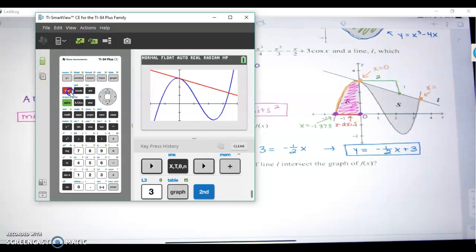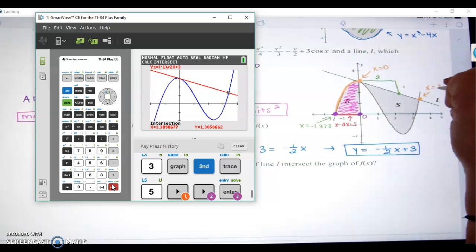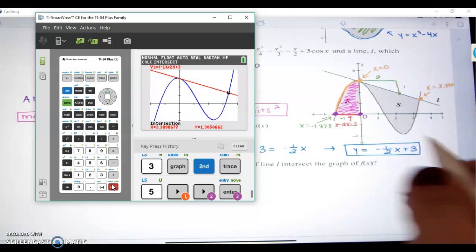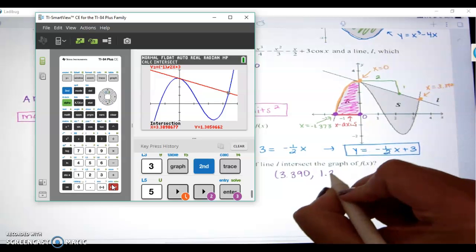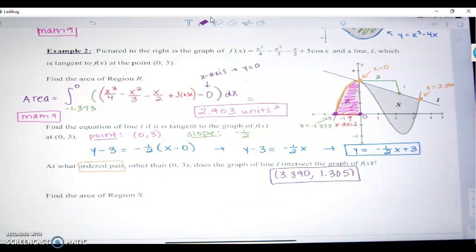Okay, and then this is just a way you can confirm that you have the last part correct. So I want to find this intersection here, so we're going to do second trace 5 for intersect. I'm going to move it close to the point that I want. And then we can hit enter 3 times, and that x value there is 3.390. Okay, so it says at what ordered pair, so we do want the x and y value here. So the ordered pair where they're intersecting is going to be at 3.390, and then the y value there is 1.305. Okay, so we just put the line in y2, and we found where it intersects.